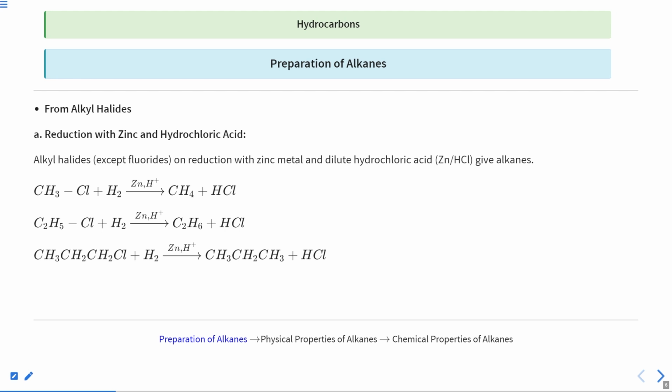The next preparation is from alkyl halide. We take the alkyl halide and treat it with hydrogen in the presence of Zn and H+, and that will give you simply CH4. Clear?